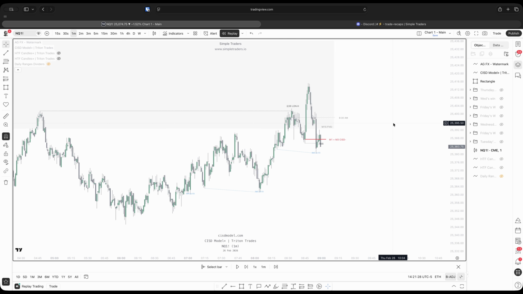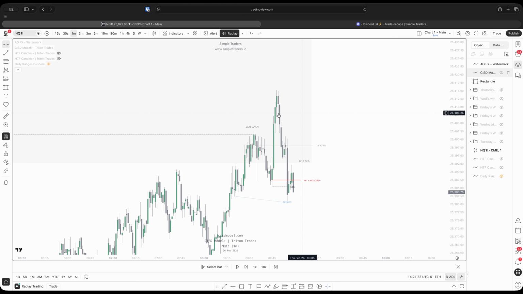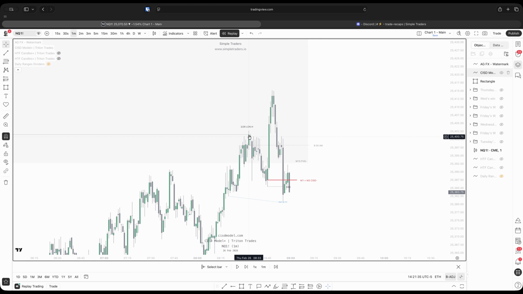So now we're here at the 1 minute chart and we can see very clearly price came up. We barely tapped into London high, right?